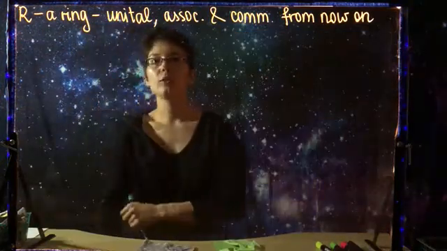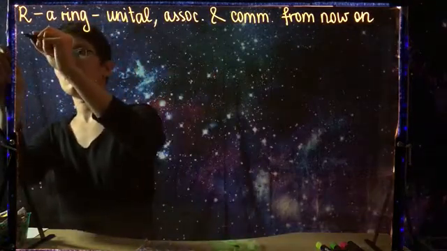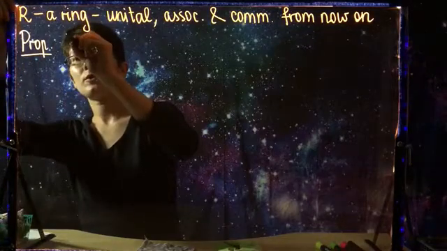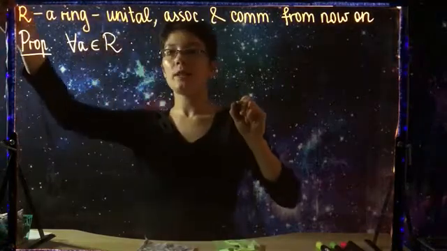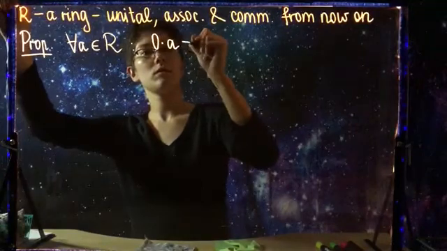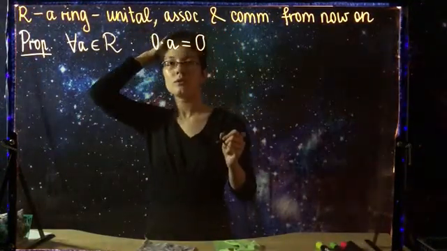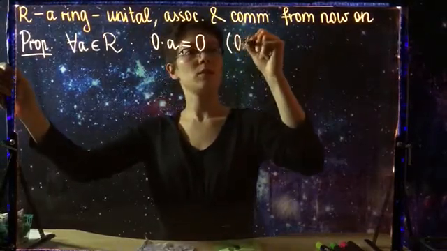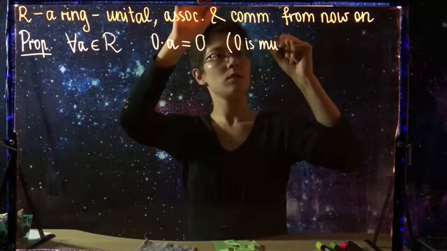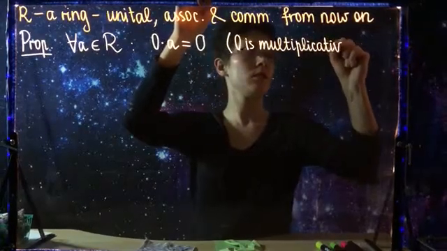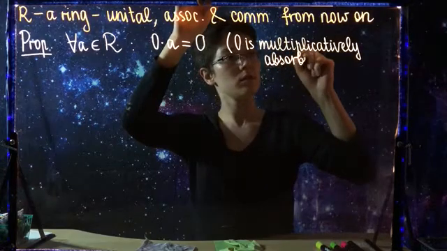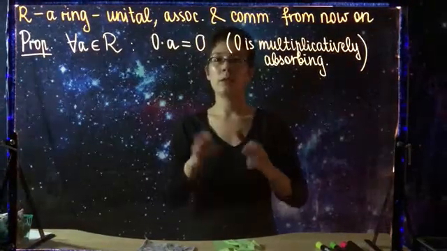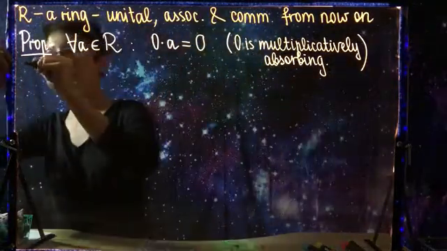To end this lecture on a high note, I am going to prove two propositions. So first, multiplying by 0 yields 0. So you can say that 0 is multiplicatively absorbing, if you want to be able to say it in very long words. So let us prove it.